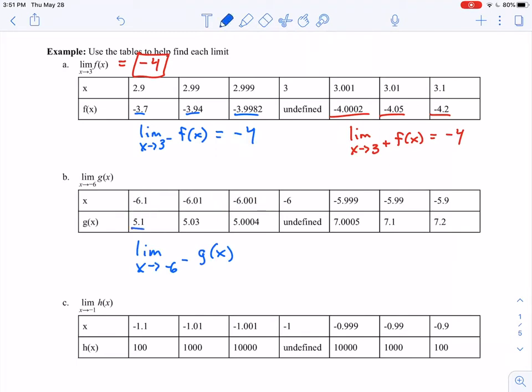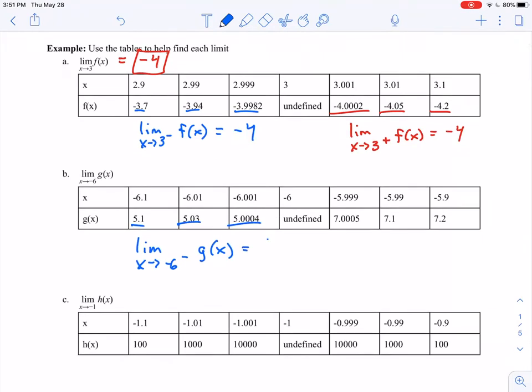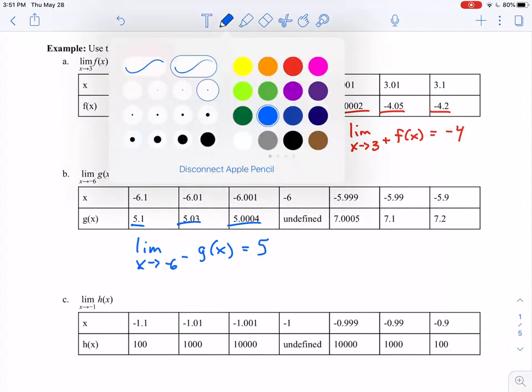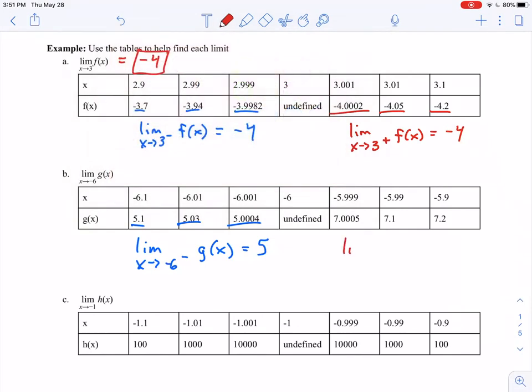So what's happening to our y values here? Positive 5.1, 5.03, 5.0004. Looks like my y values on this side are approaching a positive 5. But then I need to check the other side as well. So let's look at the right-hand limit as x approaches negative 6 from the right-hand side of g of x. Here, these are the values that are greater than negative 6. Again, be careful of that negative sign. It's really, really easy to make a mistake when you're thinking about numbers which are greater than or less than when we're dealing with negatives.